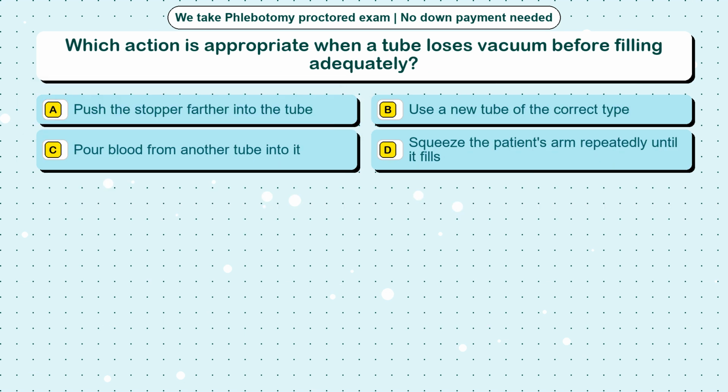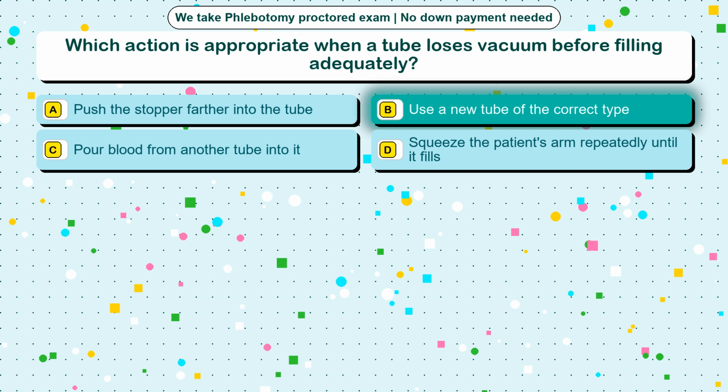Question 18. Which action is appropriate when a tube loses vacuum before filling adequately? Option A, push the stopper farther into the tube. Option B, use a new tube of the correct type. Option C, pour blood from another tube into it. Option D, squeeze the patient's arm repeatedly until it fills.